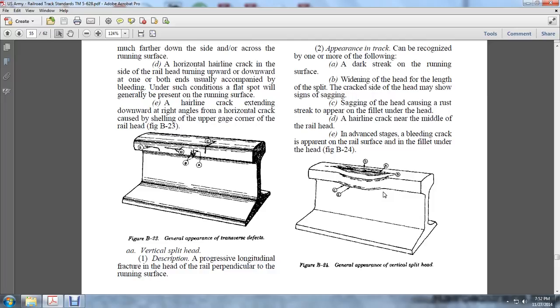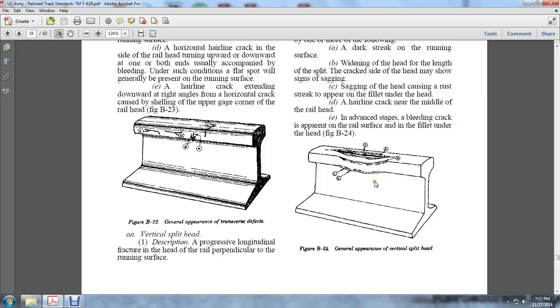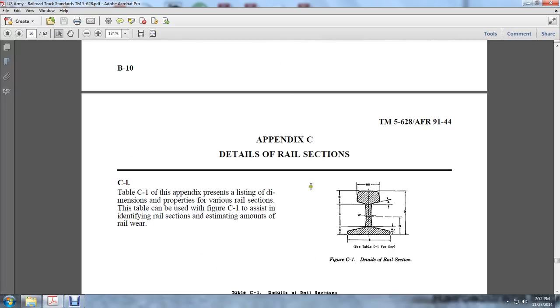A hairline crack in the middle of the railhead in advance of the bleeding crack is apparent with the rail surface and the fillet under the head. General appearance of a vertical split head. Appendix C details the rail section.